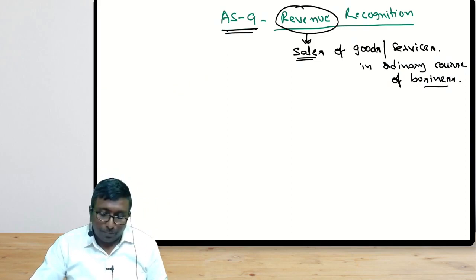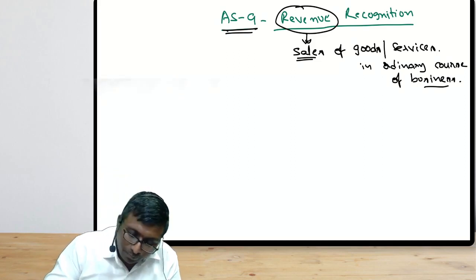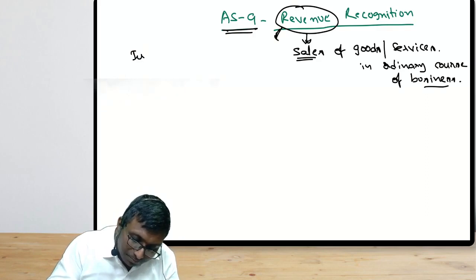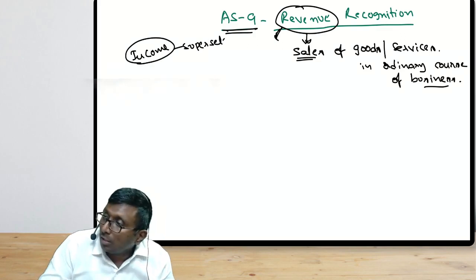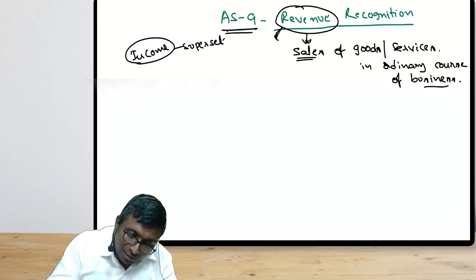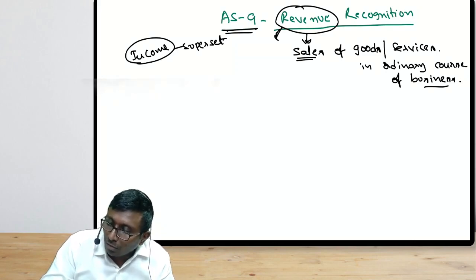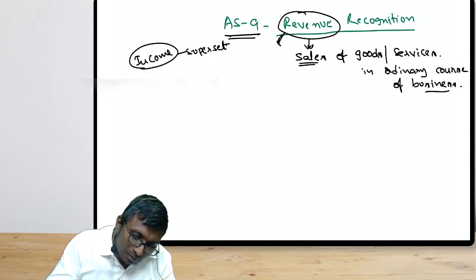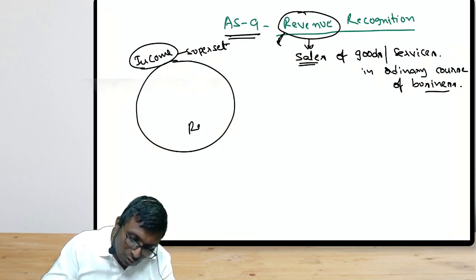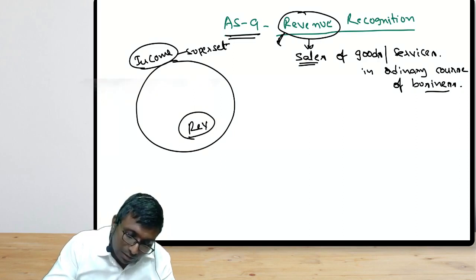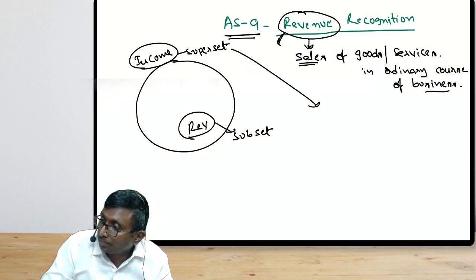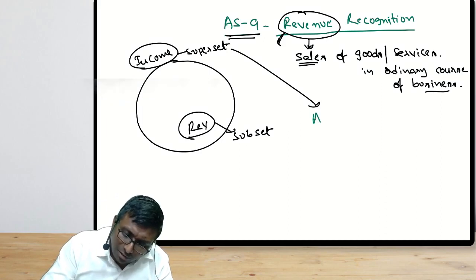Revenue does not amount to income. Income is a broad one, called a superset; income includes many things, but we don't discuss all kinds of income here. Income is the superset and revenue is a subset. Why superset? Because income includes all kinds of income.